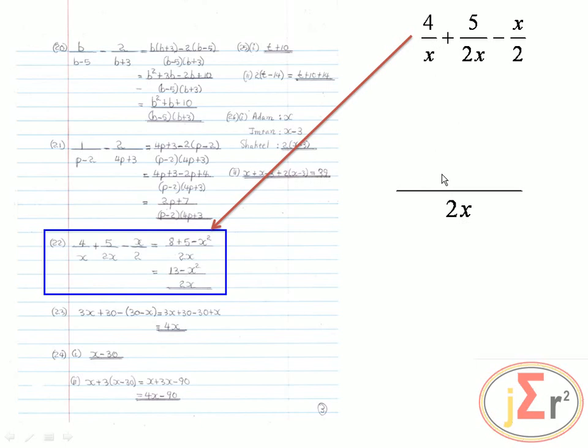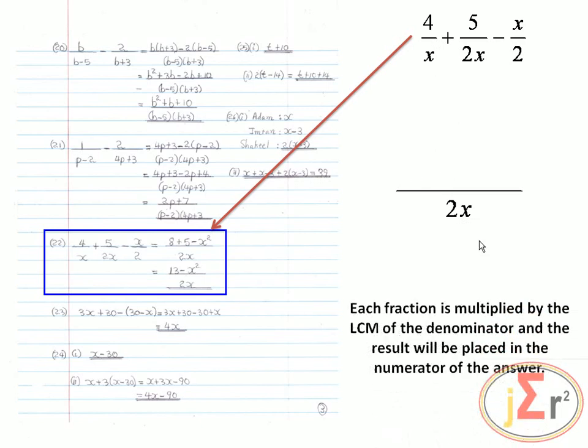But I'm saying, put that under the microscope. Each fraction is multiplied by the LCM of the denominators and the result will be placed in the numerator of the answer. Or we may say, each fraction is multiplied by the common denominator and the result will be placed in the numerator of the fraction. So we have this 4 over x times 2x. X will cancel x, 4 times 2 is 8. Anything divided by 1 is that same thing. We move merrily to 5 over 2x.